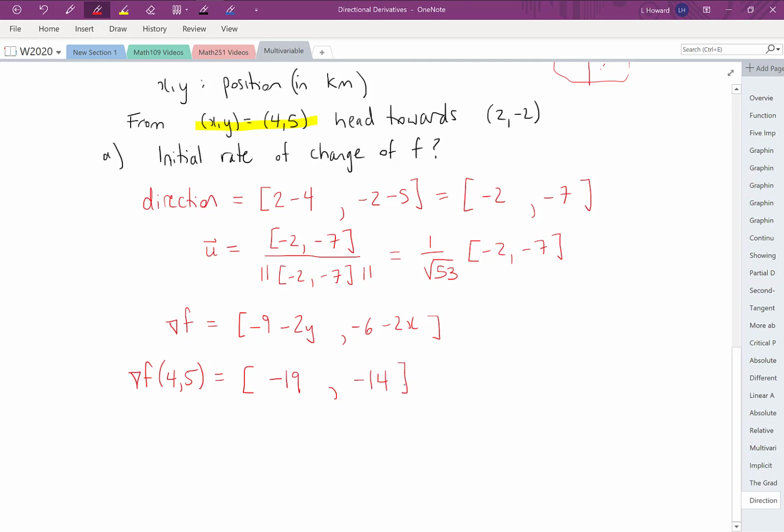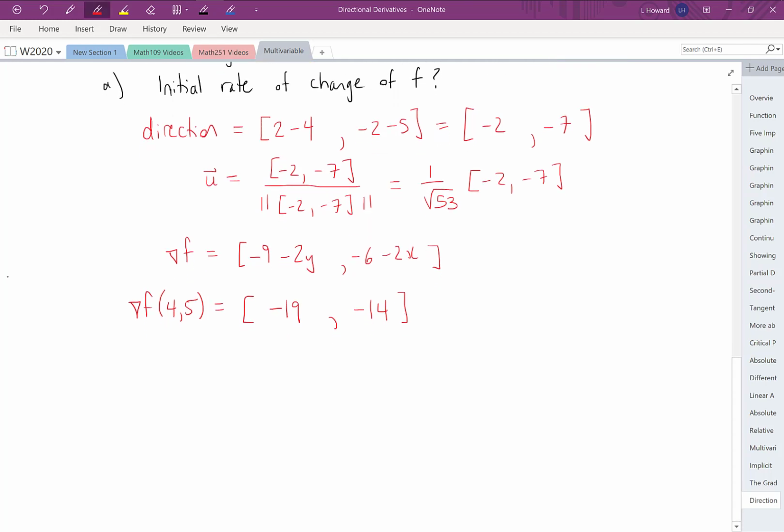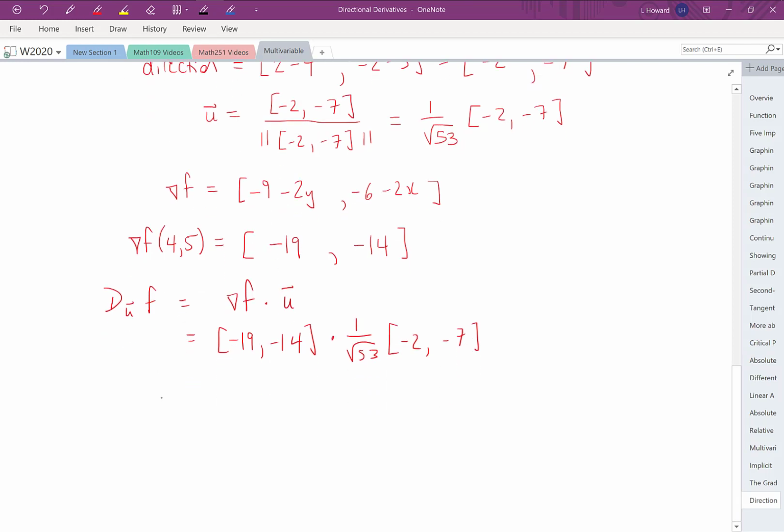Okay, so now we know numerically what our unit vector looks like, and we know exactly what our gradient looks like at our starting point. So we're ready to calculate our directional derivative. So d sub u of f, we're going to take our gradient, dot it with our unit vector, and then we'll have a numerical answer. So -19, -14 dotted with the 1 over root 53, -2, -7. The square root can just go out in front. So 1 over root 53, and then we'll perform our dot product.